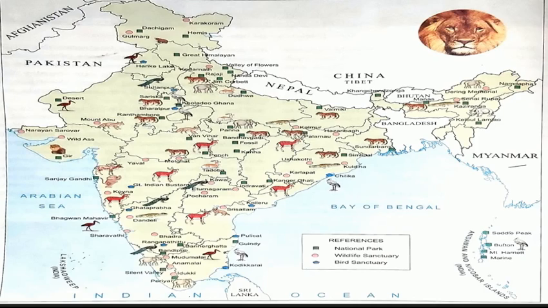Chilika Lake Bird Sanctuary is there in Odisha, protects waterfowls, cranes, and ducks. Manas Wildlife Sanctuary in Assam protects animals like panther, tiger, rhinoceros. Dachigam Sanctuary in Jammu Kashmir protects Kashmiri stag, musk deer, snow leopard. Mudumalai Wildlife Sanctuary in Tamil Nadu protects elephant and four-horned antelope. Nagarjuna Sagar Sanctuary in Andhra Pradesh protects tiger and panther.